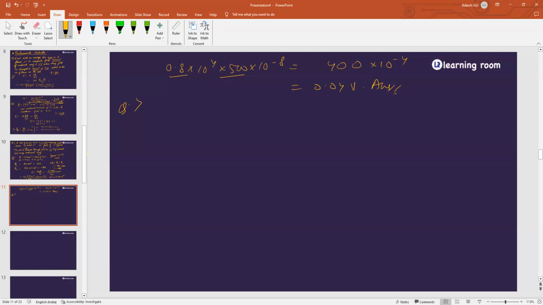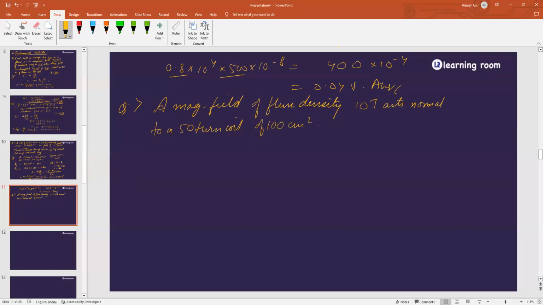Next question says that a magnetic field of flux density 10 Tesla acts normal to a 50 turn coil of 100 centimeter square. Find the EMF induced.